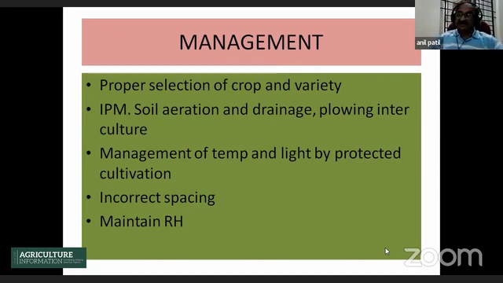Maintenance of relative humidity. Relative humidity is the moisture level in the air around the plant. If this is lower, then again the plant will close its stomata, and there is no uptake. If it is higher, then guttation will take place, or diseases can come in. And again, if humidity is higher, uptake will be affected. So there should be some dryness also to the required extent. That is very important. So these are the management aspects.